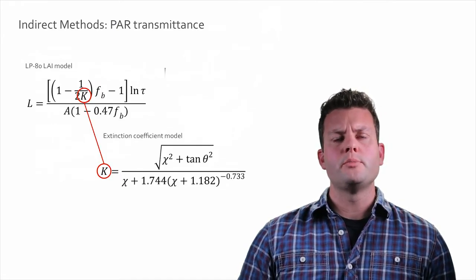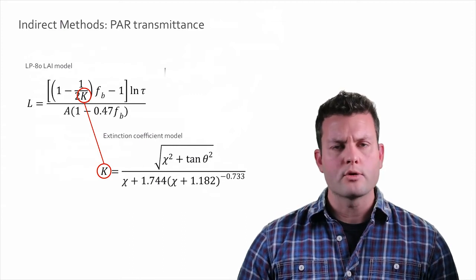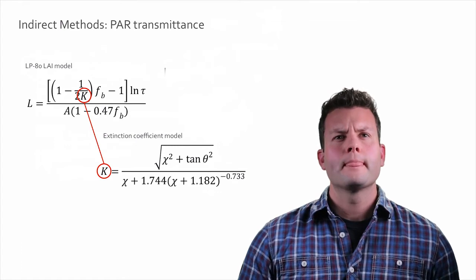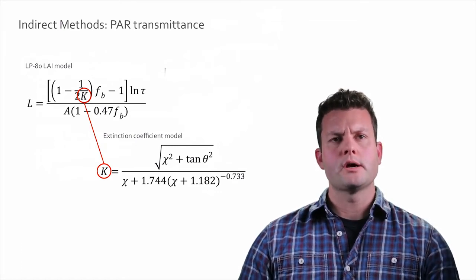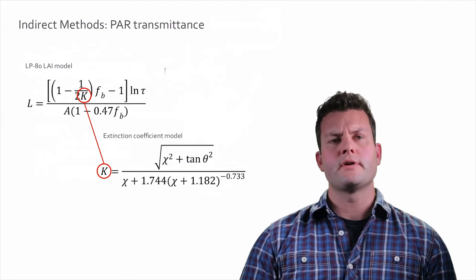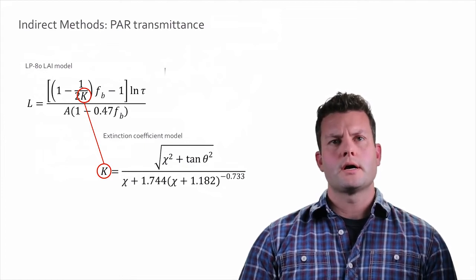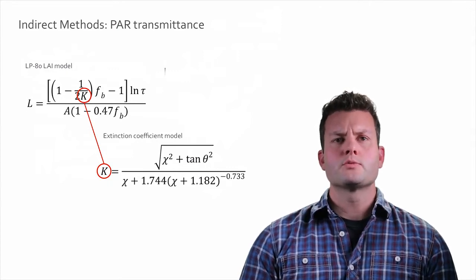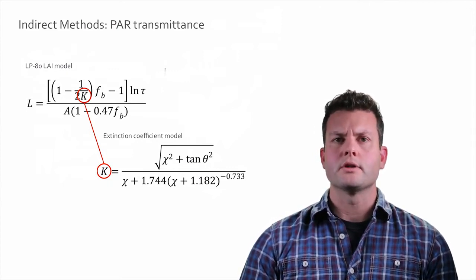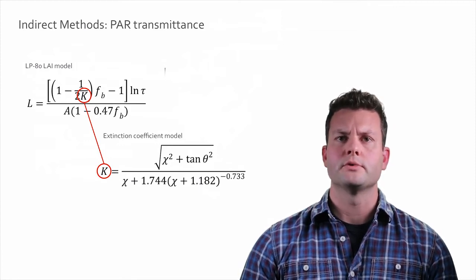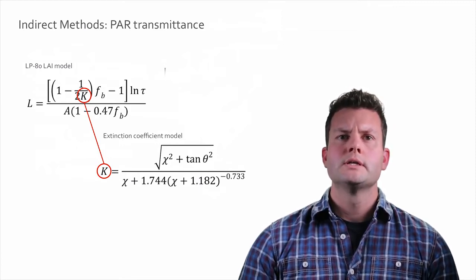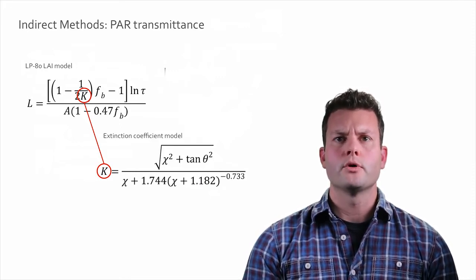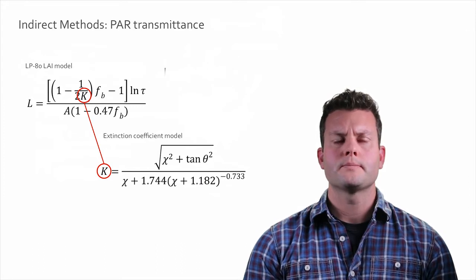Specifically, I'm going to go through the mathematical model that is used by Decagon's AccuPAR LP-80. That model is shown in the upper left, where L is leaf area index, and you can see the equation on the right and the different parameters that are used as inputs. The first one I'd like to address is the calculation of K, which is the extinction coefficient within the model. It's a submodel, and it has two parameters, chi and theta. We'll go through those and see what they are next.